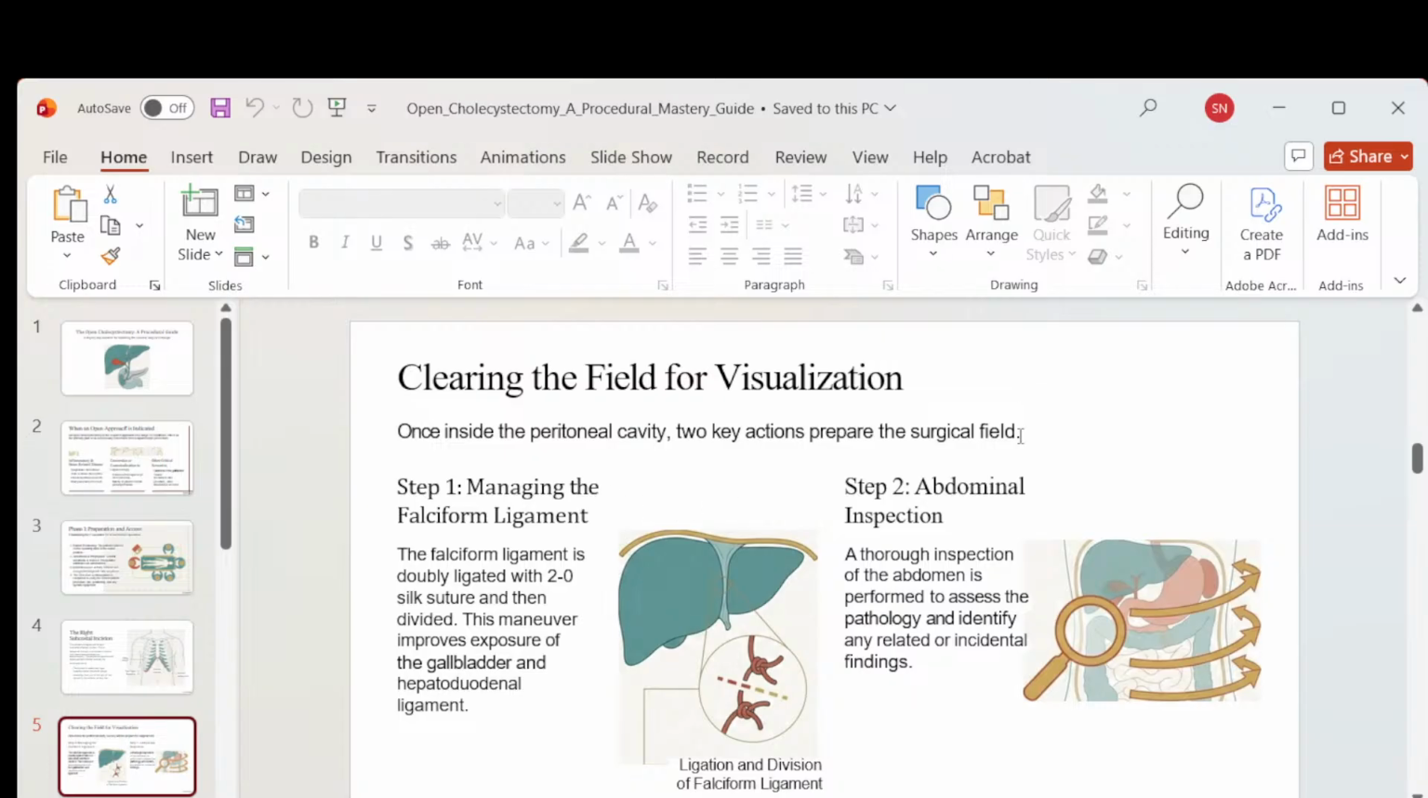Step 1: the management of the falciform ligament. The falciform ligament is doubly ligated with 2-0 silk sutures and then divided. This maneuver improves exposure of the gallbladder and hepatoduodenal ligament. Step 2.